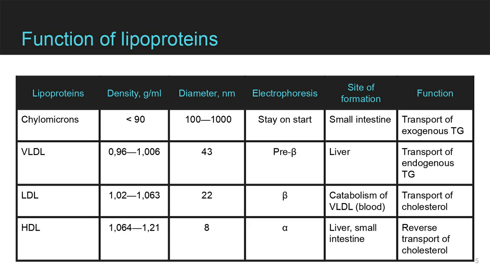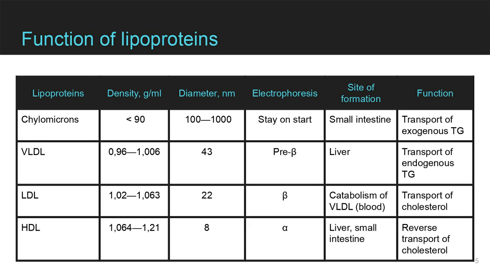The next criterion to distinguish them is the site of formation and function. Because they carry different types of lipids, their precise sites of production are different. Chylomicrons are produced by the small intestine, and the main function of these structures is transport of exogenous triglycerols from the small intestine to peripheral organs. That means that chylomicrons transport lipids from food to our organs, to liver, to muscle, to lactating breast gland, to adipose tissue.